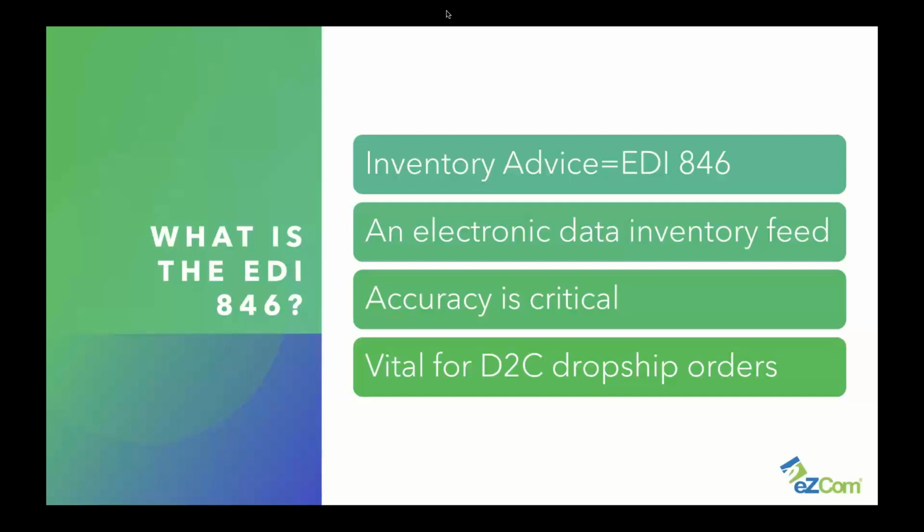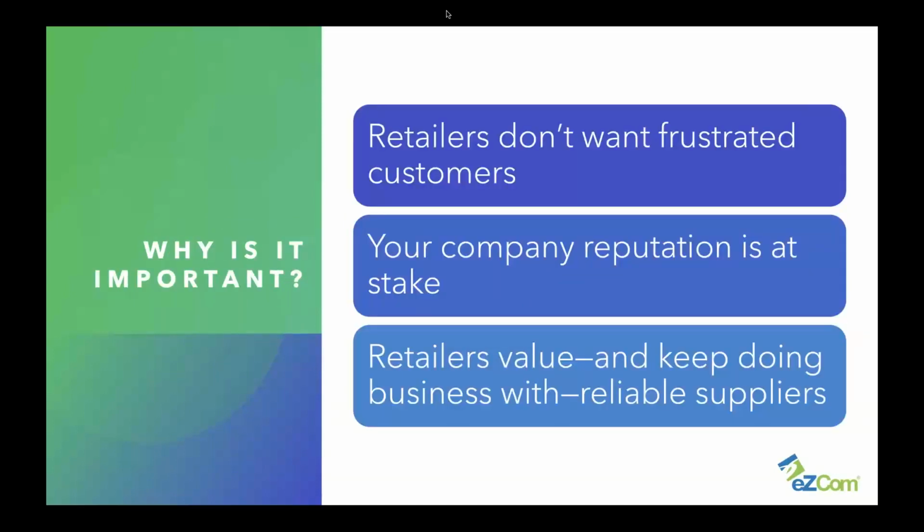Now the EDI 846 here in the US is mainly used as an electronic inventory data feed. In its simplest form, it's used to advise your customers of your on-hand quantities, particularly those with whom you have a dropship to consumer relationship. In today's retail landscape, the dropship to consumer order flow is more and more dominant, making accurate reporting of your inventory more and more critical.